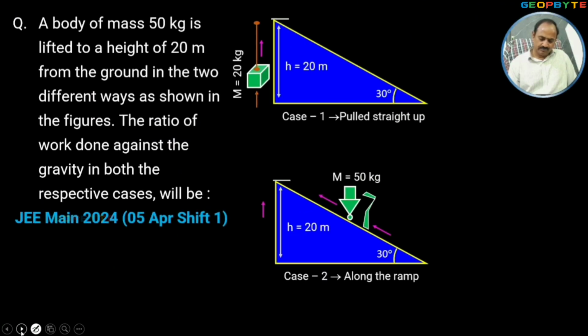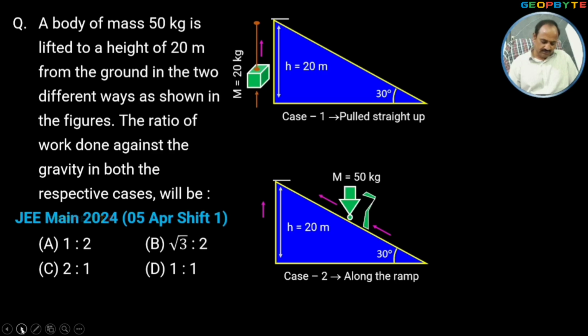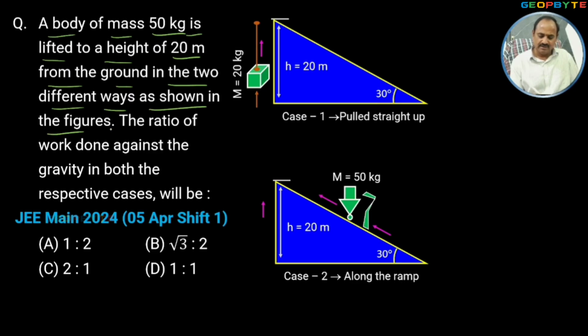Look at another important problem. Try to read it clearly. It is asking like this. A body of mass 50 kg is lifted to a height of 20 meters from the ground in two different ways as shown in the figures. Look at case 1, where the weight is vertically lifted.